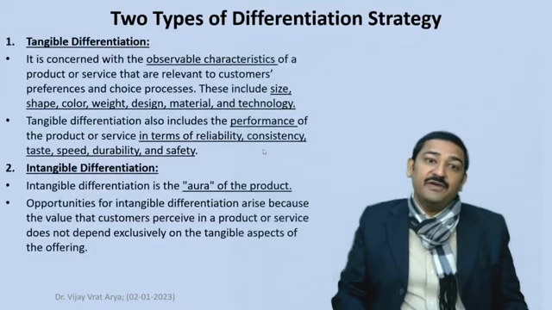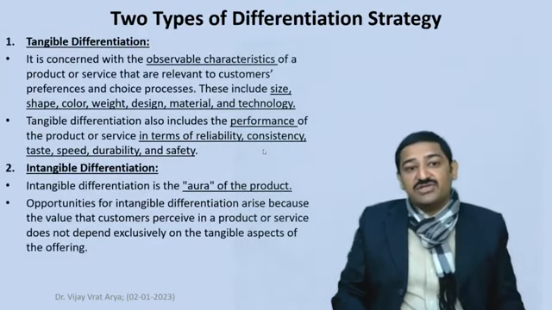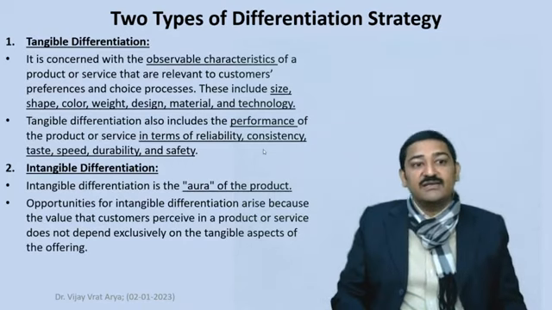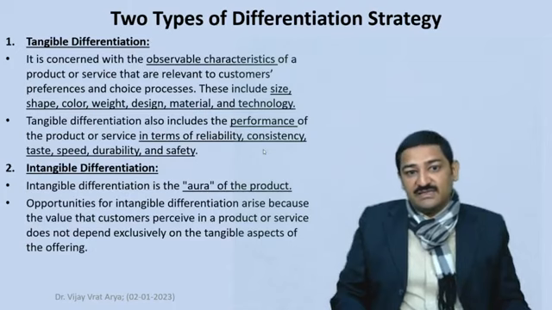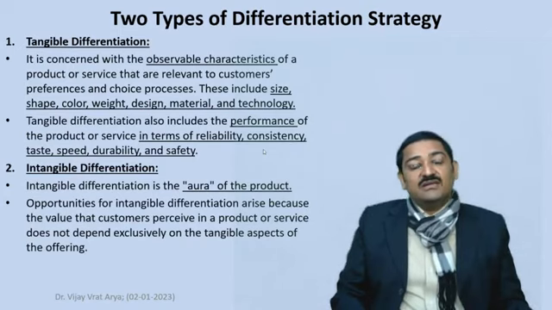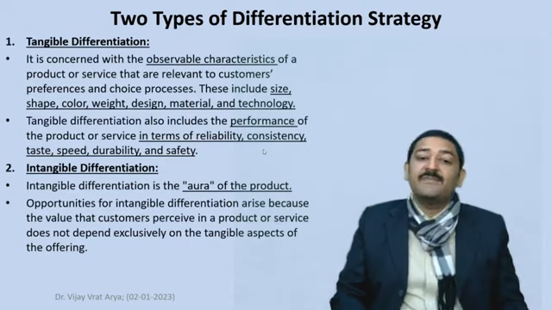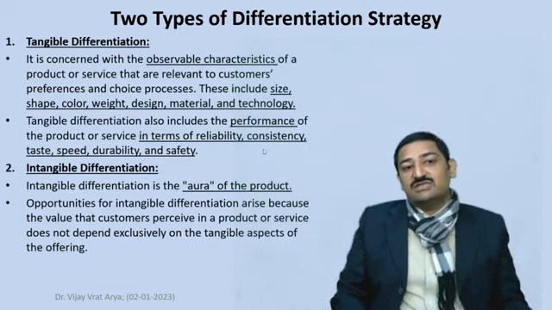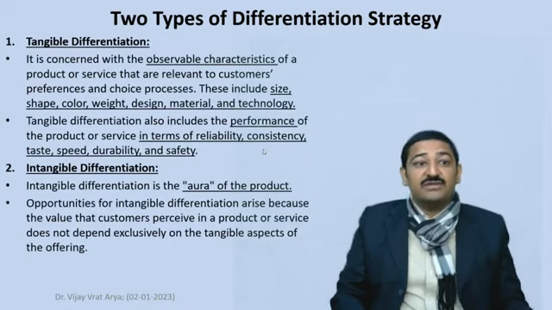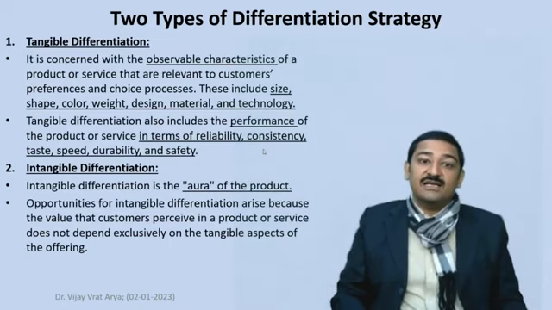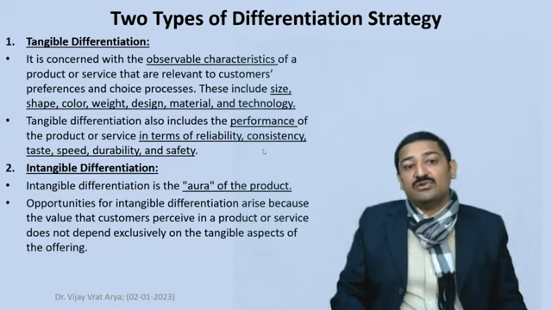If we refer to two types of differentiation strategy, they are categorized under tangible differentiation strategy and intangible differentiation strategy. Tangible differentiation strategy, as the name defines, is something that you can see, you can feel. It can include components like size, shape, color, weight, design, material, technology, something like that. So it is concerned with highly observable characteristics of a product or service that are relevant to customers' preference and choice processes.